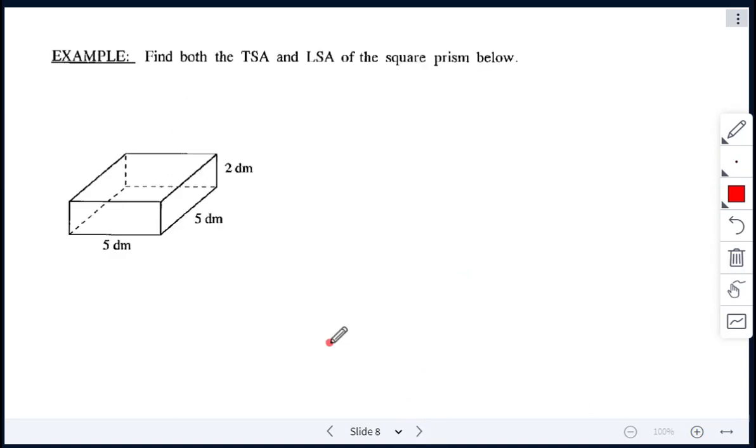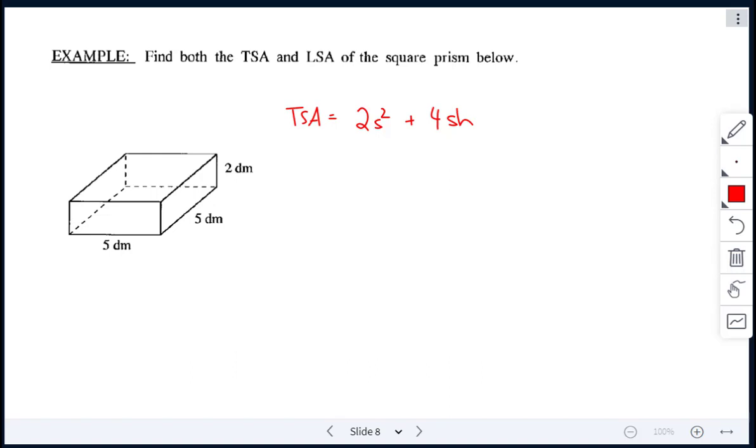All right, so let's look at this example. So we have to find the total surface area and the lateral surface area of this square prism. And we know it's a square because it's 5 times 5, so s squared, so squared base. And then we have the rectangles.